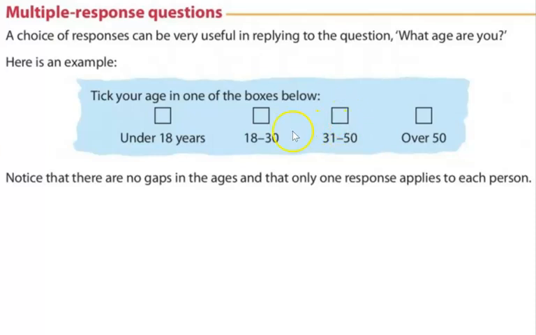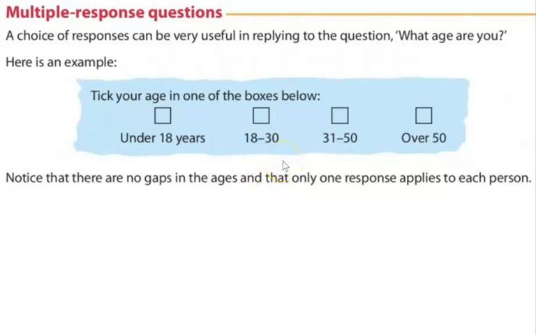Be very careful that you don't write, for example, 18 to 30 and then 30 to 50, because a 30-year-old wouldn't know to tick this box or that one. So just make sure that you don't repeat a value. And also make sure that you don't leave anyone out.